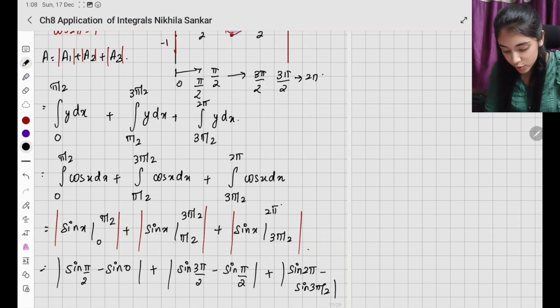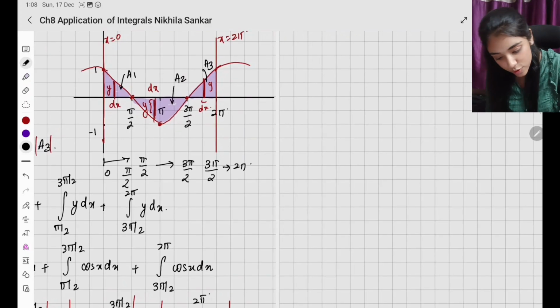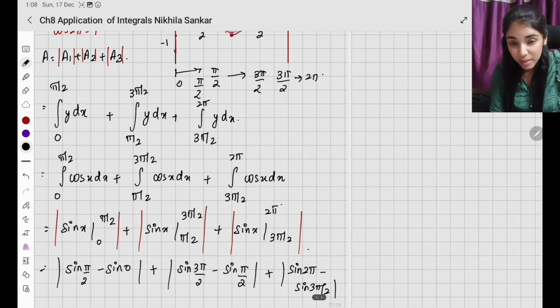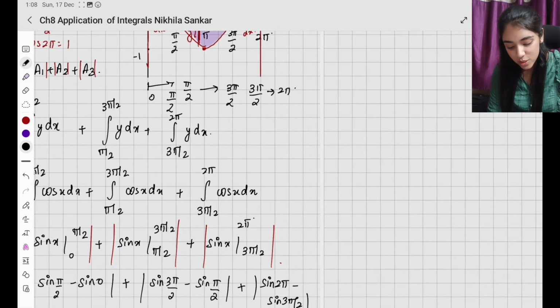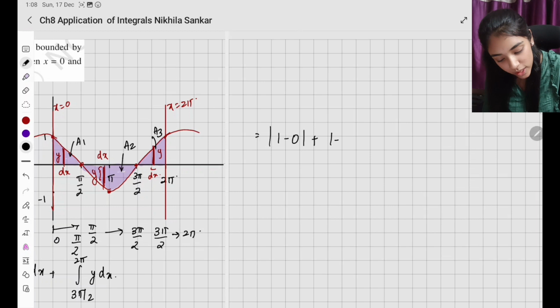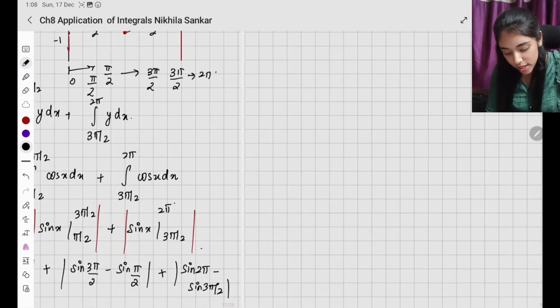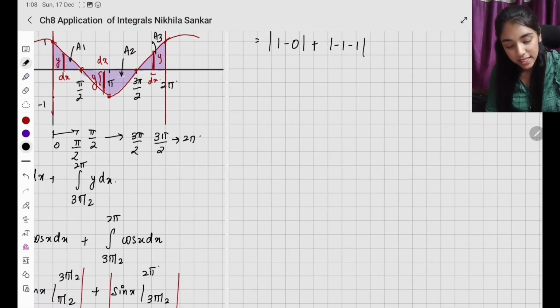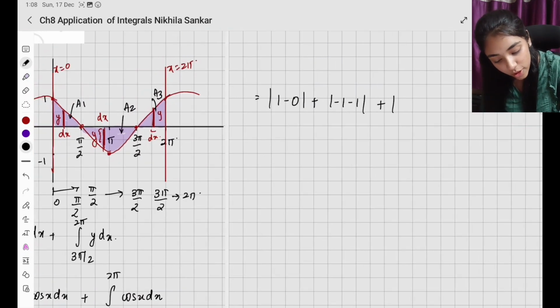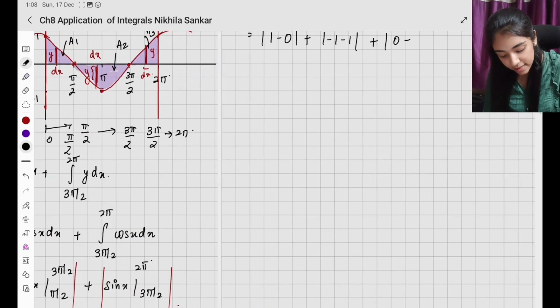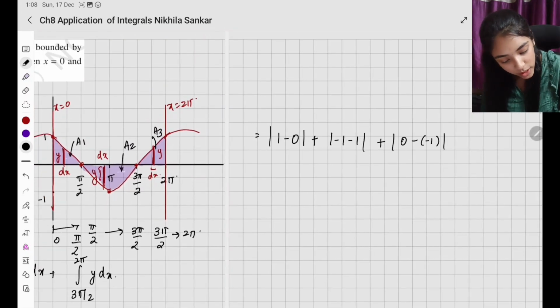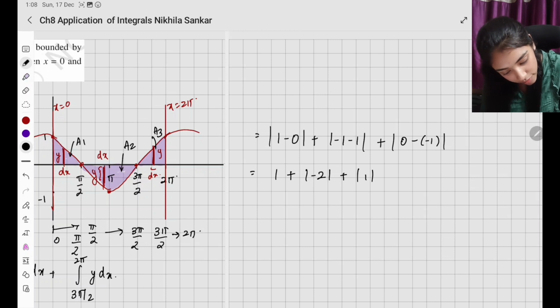Now when I substitute the values, sin pi by 2 is 1. So 1 minus 0. So what is the first modulus? 1 minus 0, plus now inside the second absolute value I have sin 3 pi by 2. So sin 270 is going to be minus 1 and sin pi by 2 is 1. So I have minus 2 inside the absolute value. And the last term is going to be sin 2 pi minus sin 3 pi by 2. So this is going to be plus mod of 0 minus sin 3 pi by 2, which is minus 1 again. So minus 1. So I have 1 plus mod of minus 2 plus mod of 1. So the final answer is 1 plus 2 plus 1, which is going to be 4 square units.